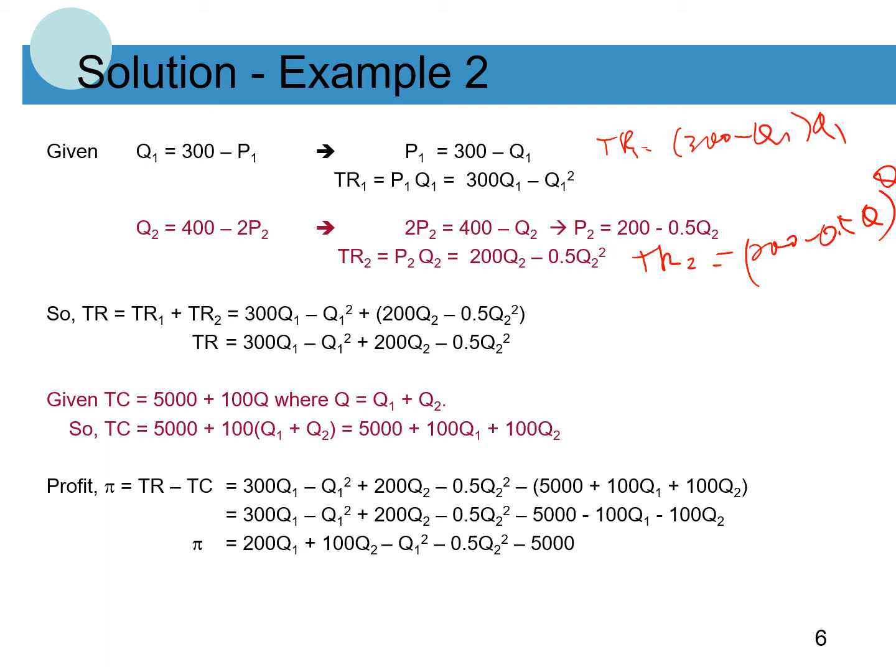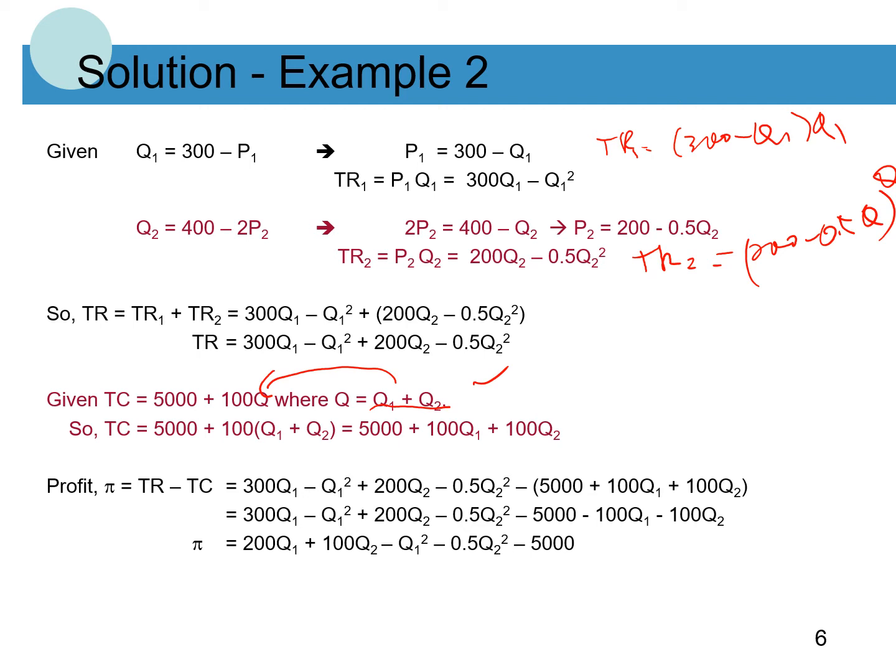Given that total cost is equal to 5000 plus 100Q, where Q is equal to Q1 plus Q2, then the total cost would be equivalent to 5000 plus 100 times Q1 plus Q2, that is equal to 5000 plus 100 Q1 plus 100 Q2. Therefore, in this case, we substitute Q equal to Q1 plus Q2 into this Q.